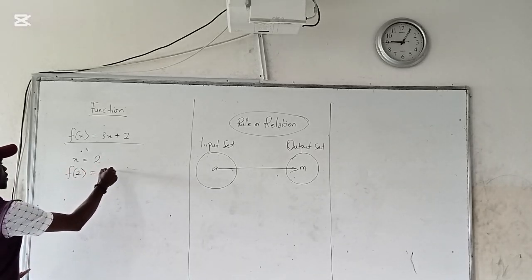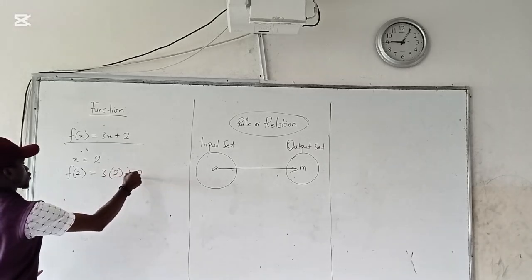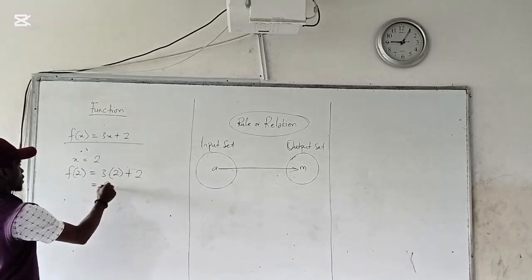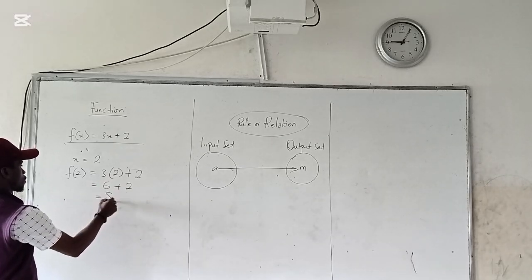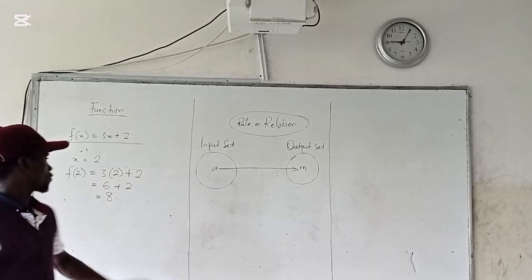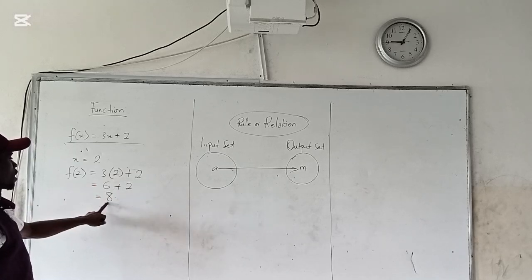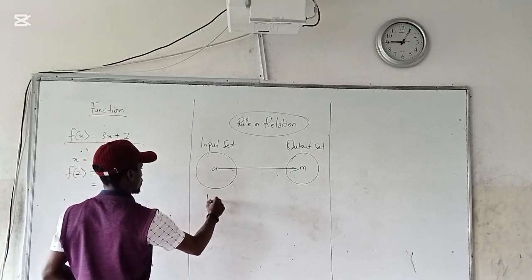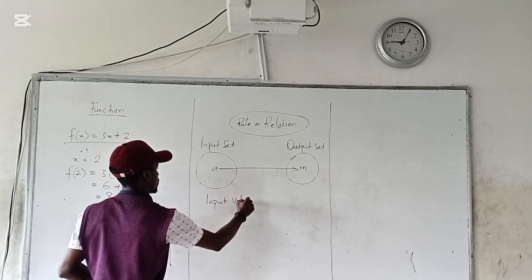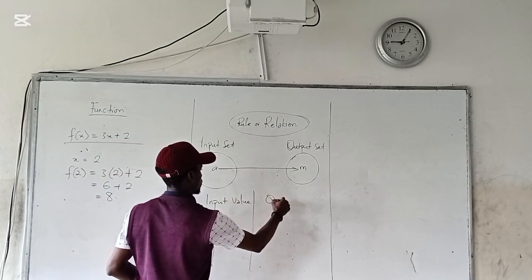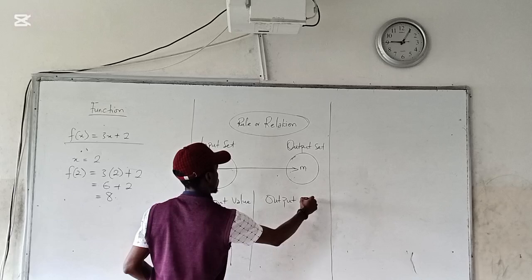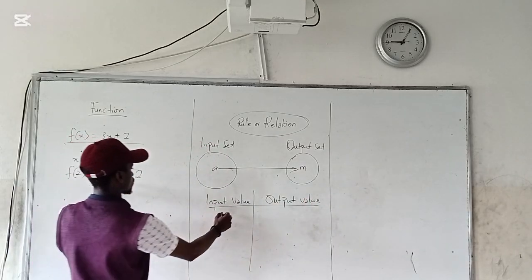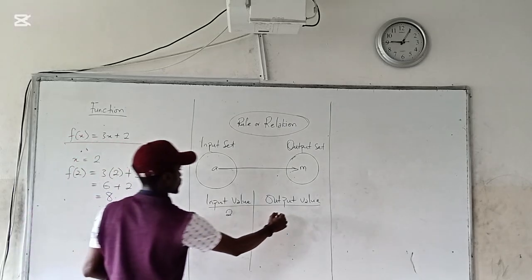That will be 3 times 2 plus 2. What is 3 times 2? That's 6. 6 plus 2, that will give us what? 8. So for an input of 2, you get an output of what? 8. So let's say you have your input value, you have your output value. So from here, my input of 2 for this function here gives us an output of what? 8.